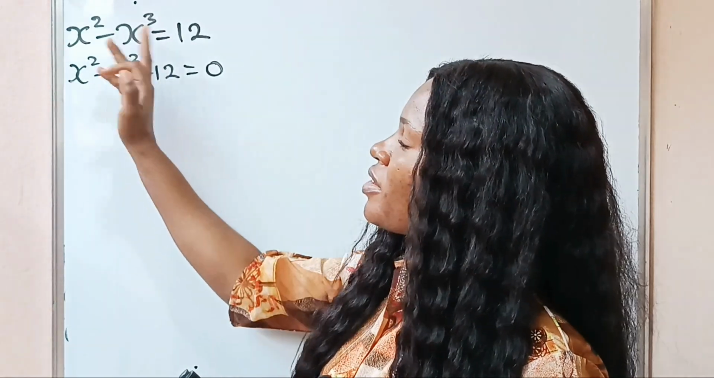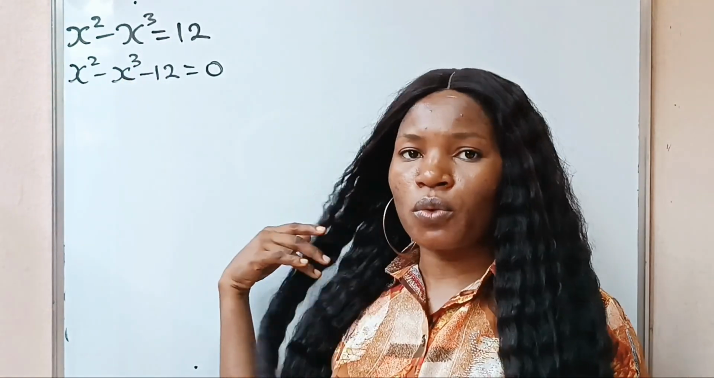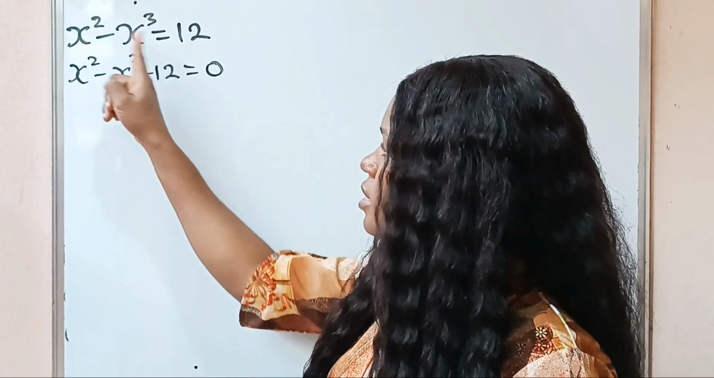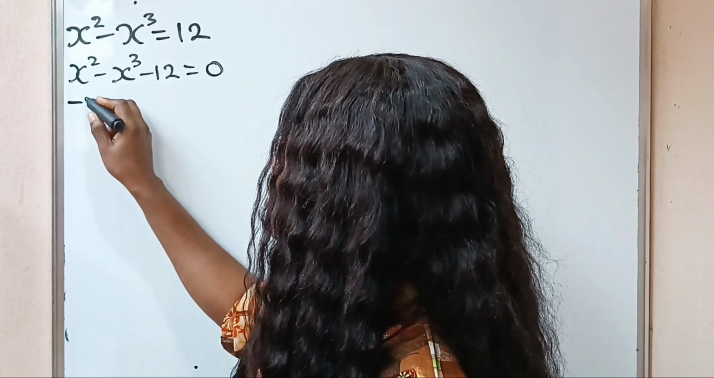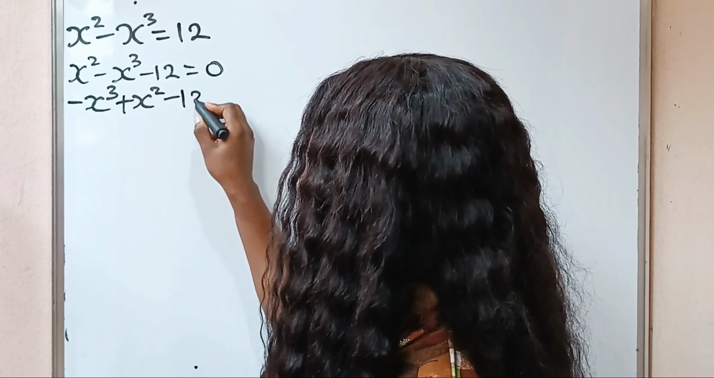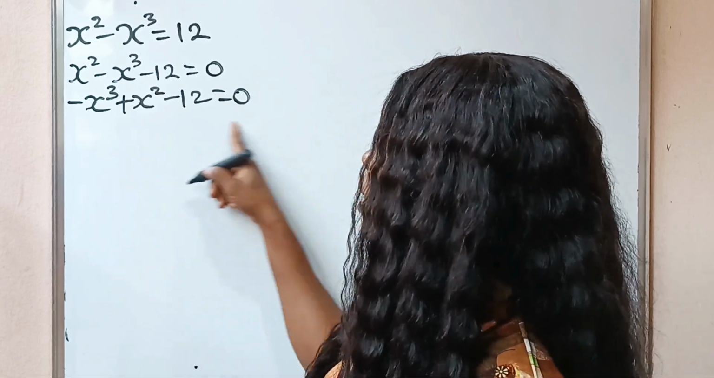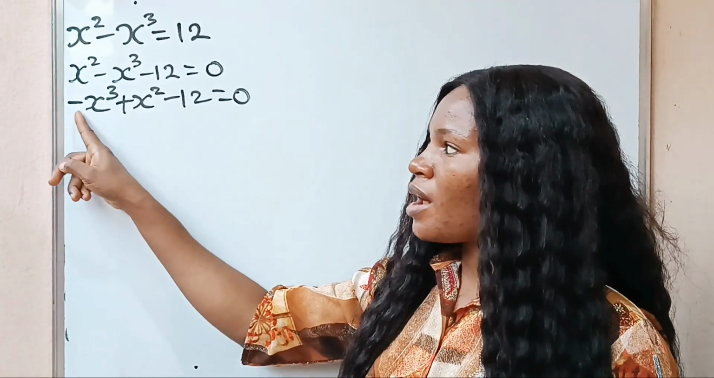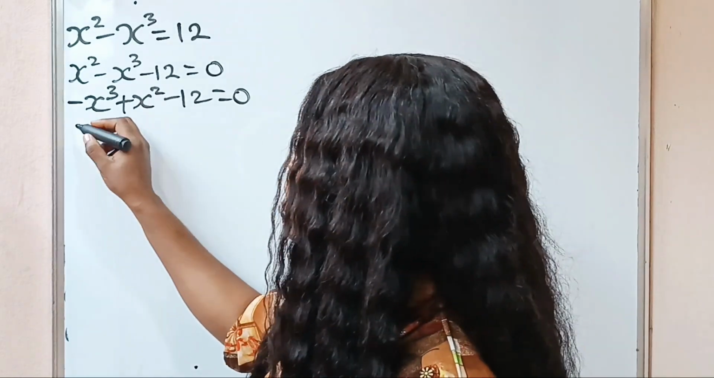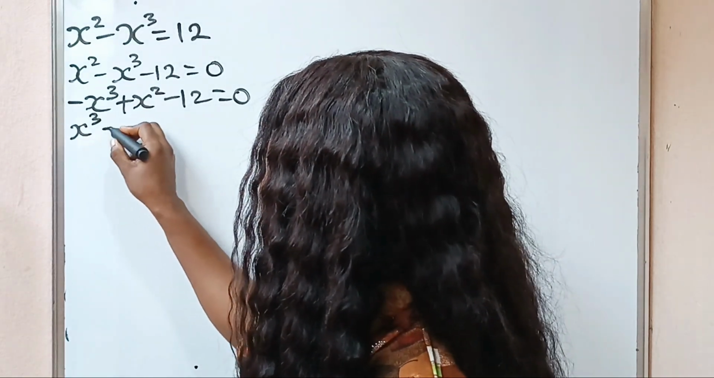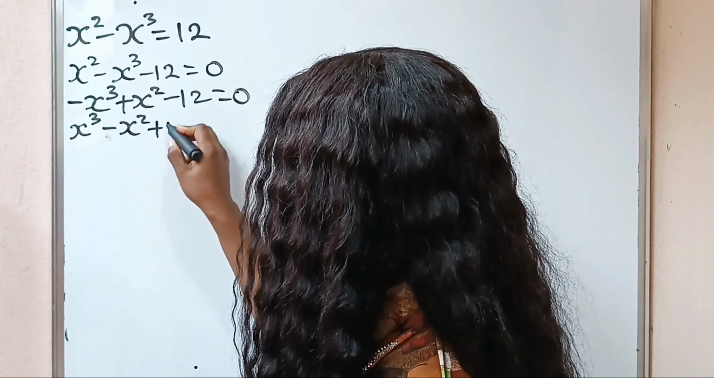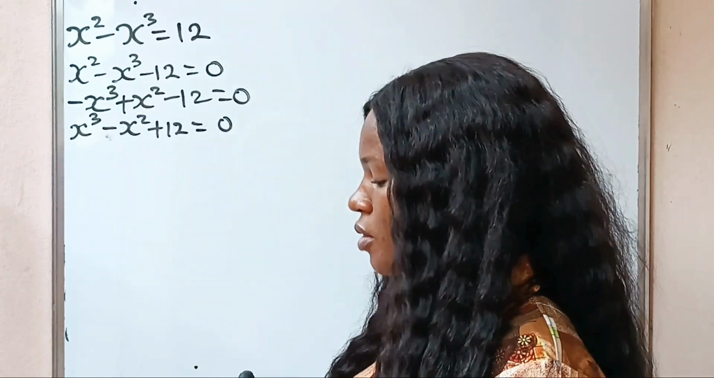Now, permit me to rearrange this. This is a cubic equation, right? So a cubic polynomial. Now let us take this to where it's supposed to be. So we have minus x to the power of 3 plus x squared minus 12 is equal to 0. Now let's multiply through by minus 1 so that we remove this minus sign. Alright. Now if we do that, we have x to the power of 3 minus x squared plus 12 is equal to 0.